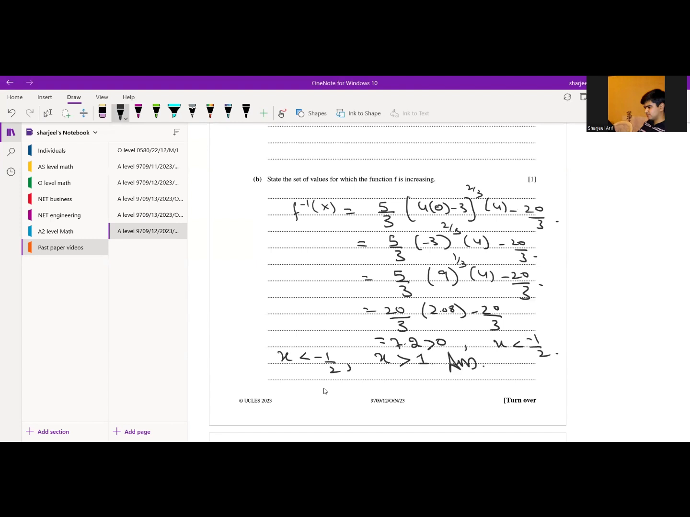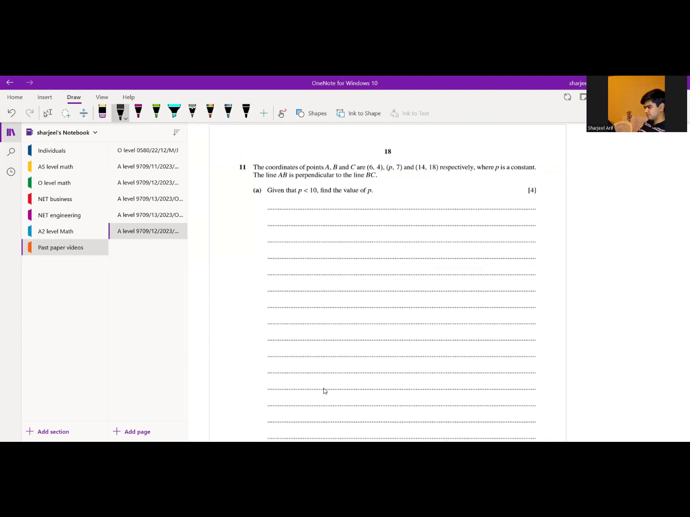That is our answer. Now for part 11, we have the coordinates of points A, B, and C, 6, 4, P, 7, 14, 18 respectively, where P is constant. The line AB is perpendicular to the line BC. This means that the product of their gradients should be equal to -1, given that P is less than 10. So we will solve it to check the value of P.